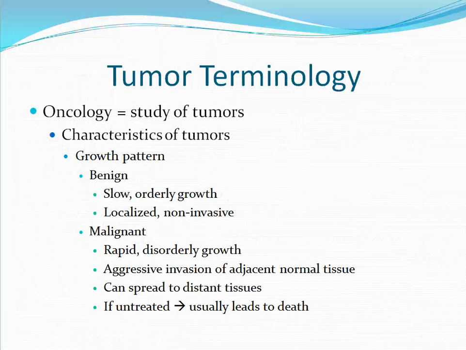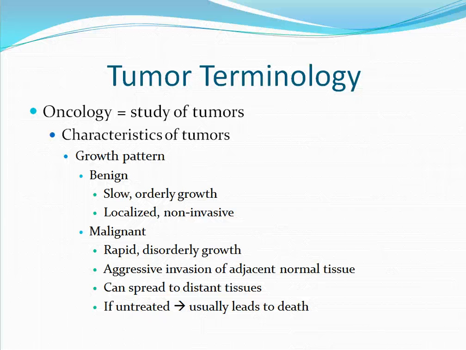Next, we need to look at some basic tumor terminology. The first being the term oncology. Oncology means the study of tumors. When we look at the characteristics of tumors, there are two basic traits we need to concern ourselves with. The first is growth pattern. Is a tumor benign or malignant? Benign means the tumor is growing very slowly and it has an orderly growth. It tends to stay localized and is non-invasive.